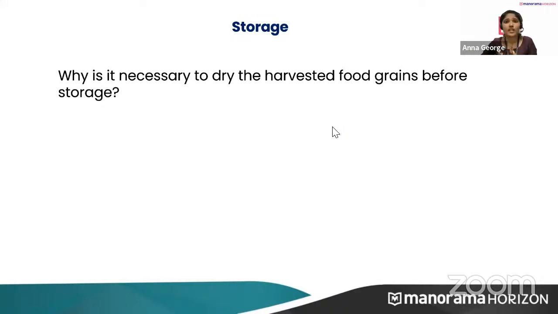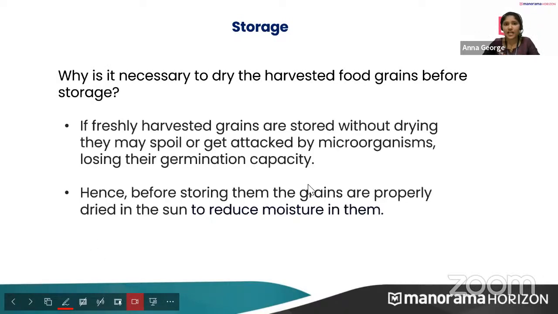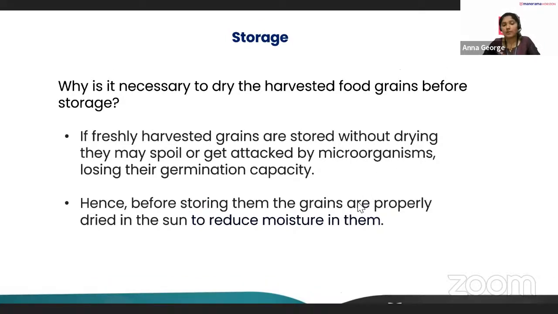Okay, and microorganisms love this moisture and they will flourish in it. So it is necessary to dry the harvested food grains under sunlight to avoid attack of microbes. If freshly harvested grains are stored without drying, they may spoil or get attacked by microorganisms, losing their germination capacity. Hence, before storing them, the grains are properly dried in the sun to reduce moisture in them. Is it clear?